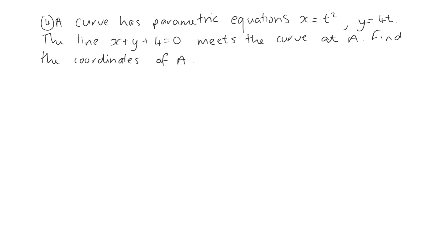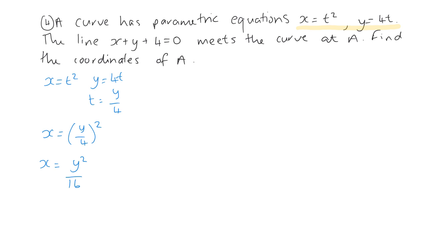So what we need to do is get our parametric form and change it into a Cartesian form. So x equals t squared and y equals 4t. So t is y over 4. So we can write then that x is going to be y over 4 squared. So x is y squared over 16. So that's the equation of our curve. And then we're going to substitute that into the equation of the line to find where they meet.